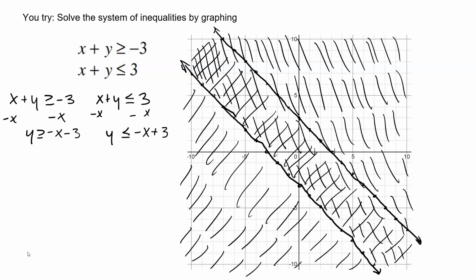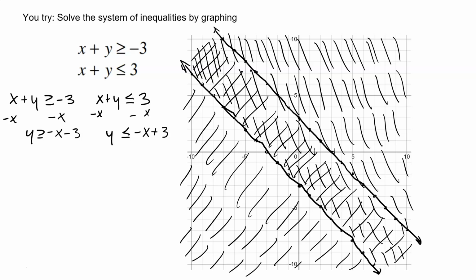All right, so yours should look something like this. You should have first put them in slope-intercept form. So this inequality becomes y is greater than or equal to negative x minus 3. And then this inequality becomes y is less than or equal to negative x plus 3. When you graph those lines, they should look something like this, both solid lines. This one has a y-intercept of negative 3 and a slope of negative 1. This inequality has a y-intercept of positive 3 and a slope of negative 1. So these lines are actually parallel to each other.